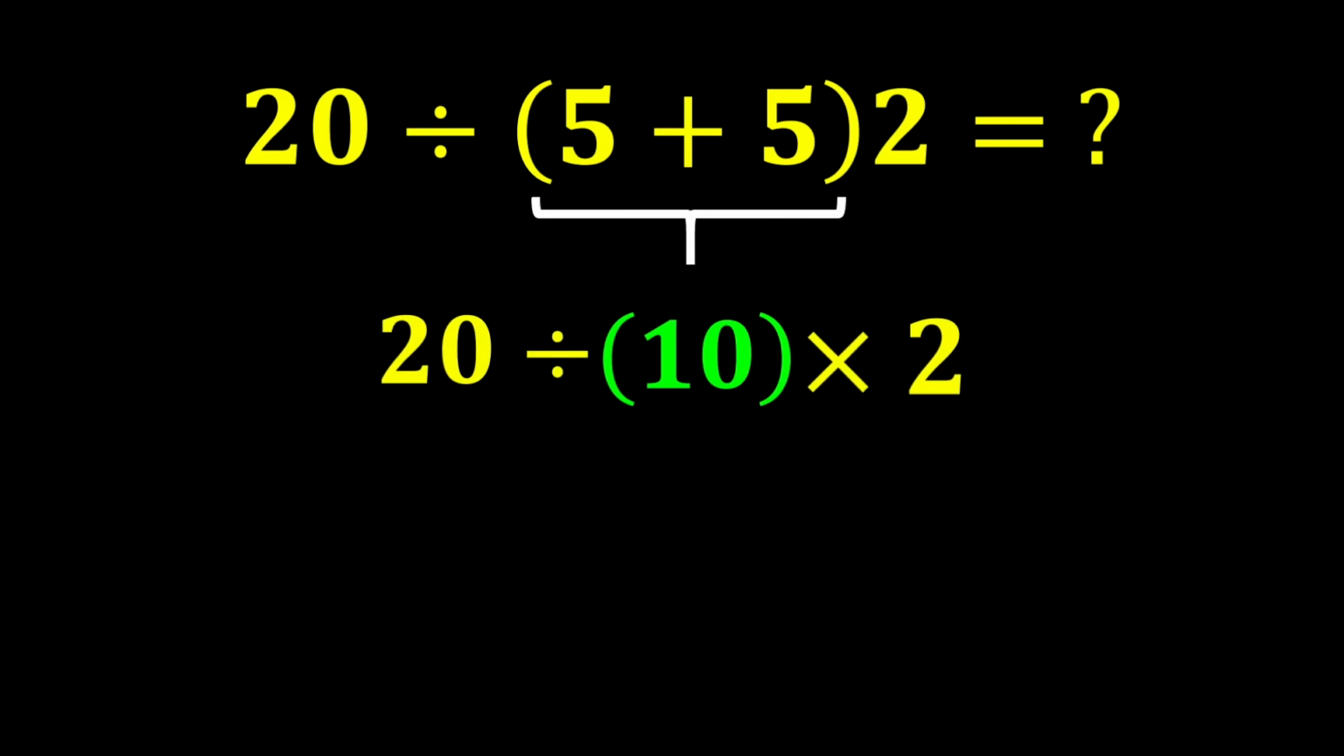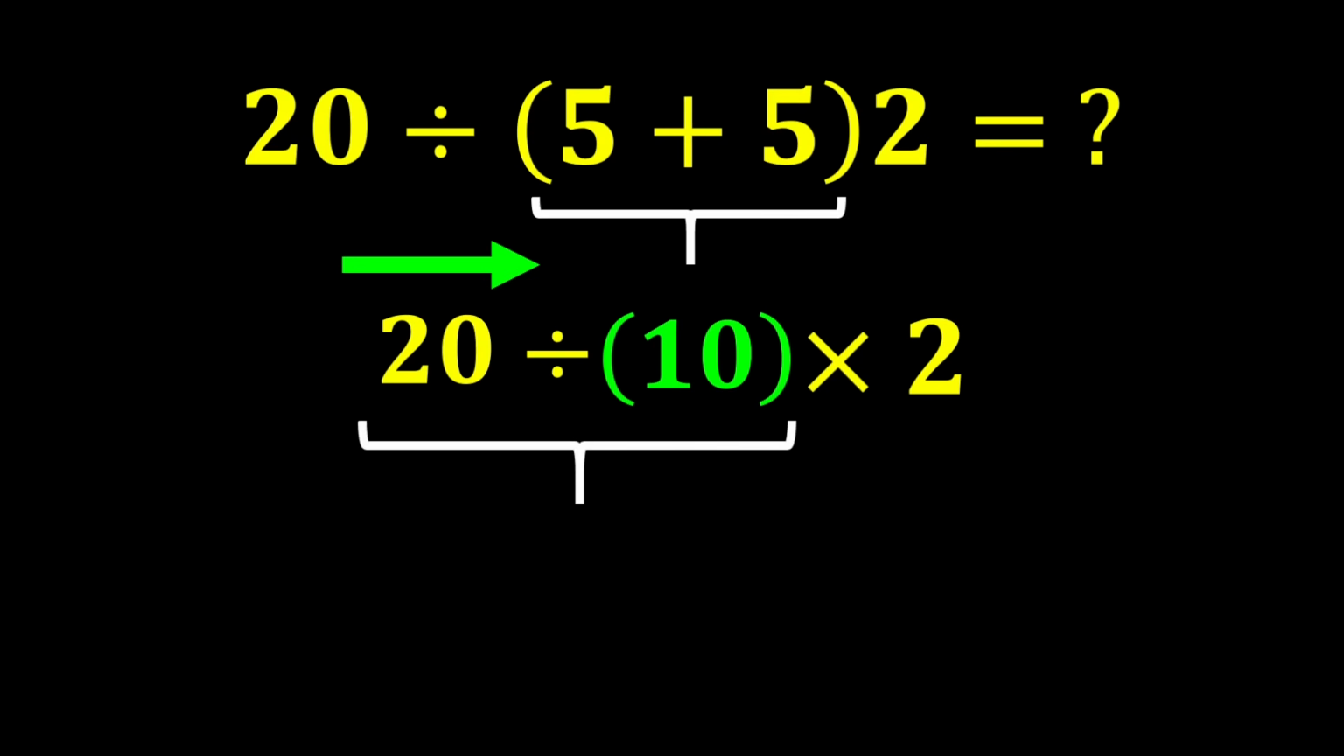In this expression, there is both division and multiplication. According to PEMDAS, multiplication and division have equal priority, so we move from left to right and perform whichever operation we encounter first. In this expression, if we move from left to right, we reach division first, so we perform the division first and then the multiplication.